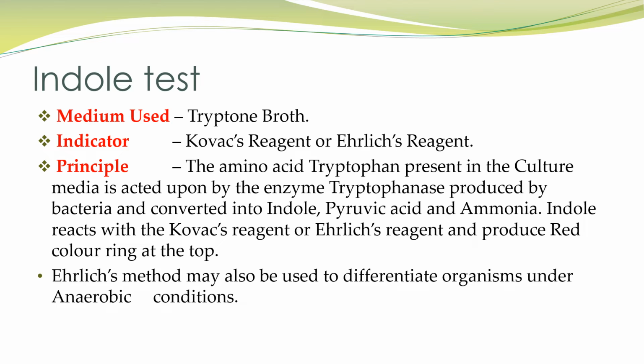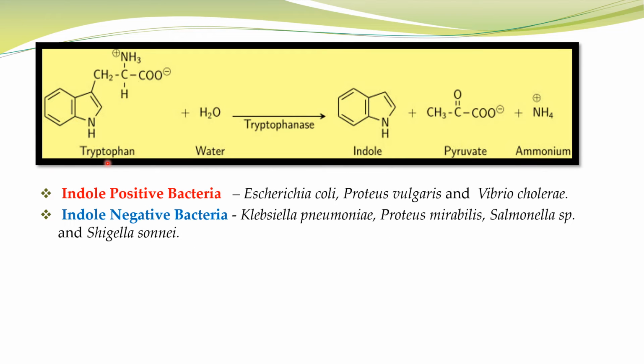After 24 hours of incubation, adding the Kovacs reagent or Ehrlich's reagent produces a red ring on the top. This is a simple schematic representation of the indole test. The amino acid tryptophan present in the culture medium is acted upon by the enzyme tryptophanase, which is produced by the bacteria and converted into indole, pyruvate and ammonia.